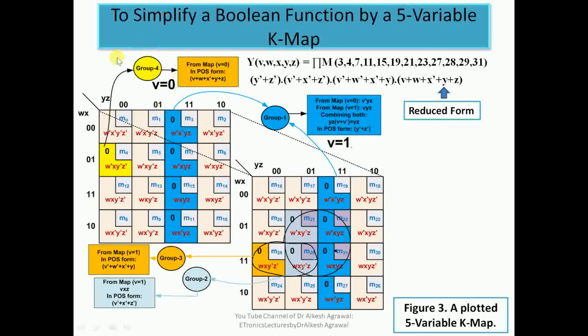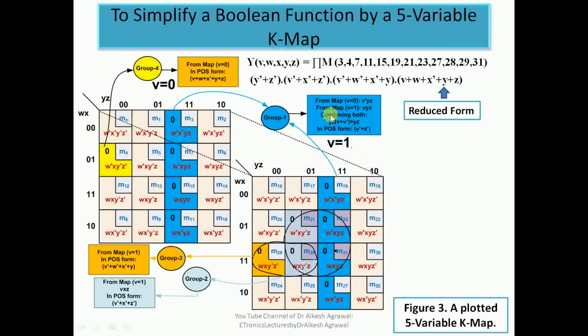And group 4 is very easy because this is only an isolated max term. Here this is in the map v equal to 0, so we get v, w is 0, so we get w. x is 1, so we get x bar. And y, z are 0, 0, so we get y or z. So finally what we get is v or w or x bar or y or z.